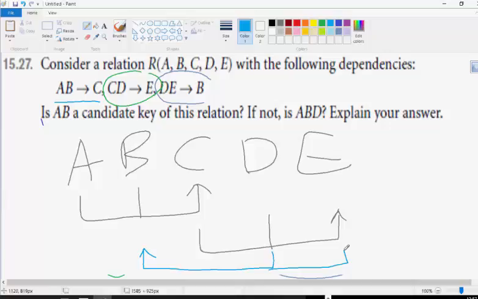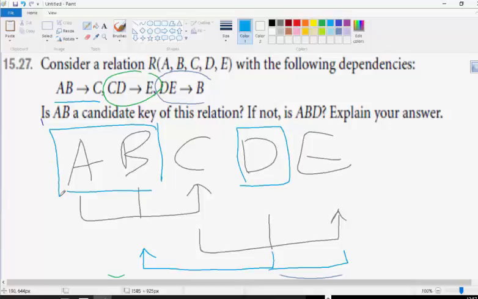No. Are you sure? What is my key? Okay, so it says A, B, D. If that's my key, the question is whether there is anyone who is depending only on part of the key.